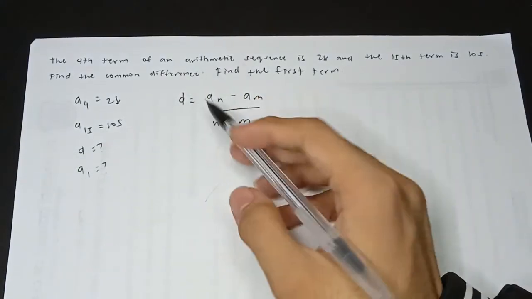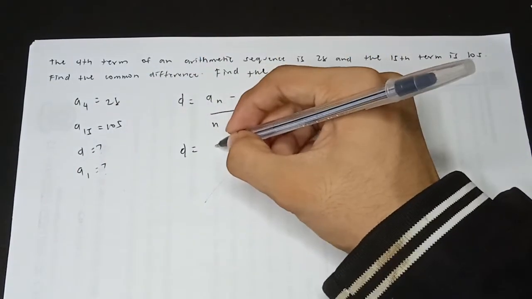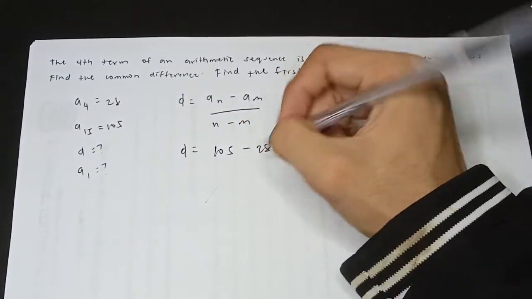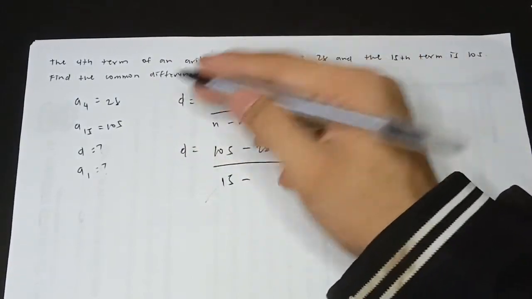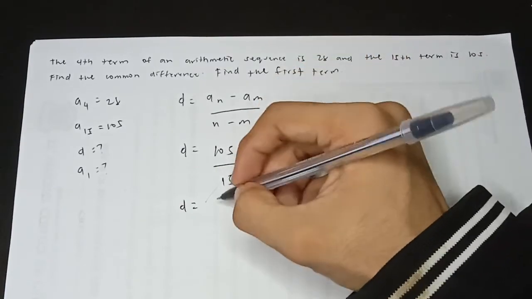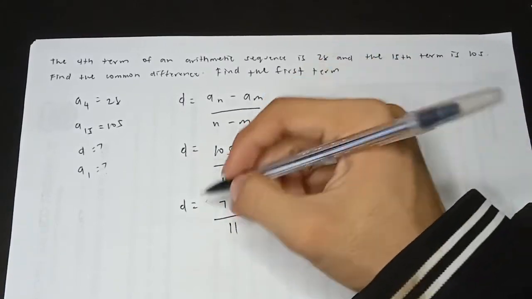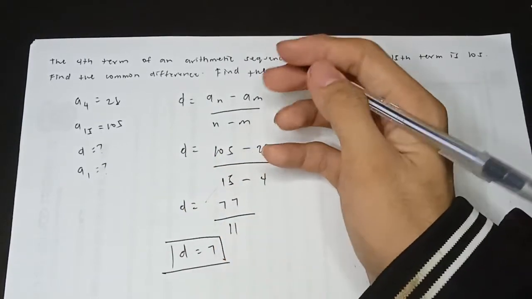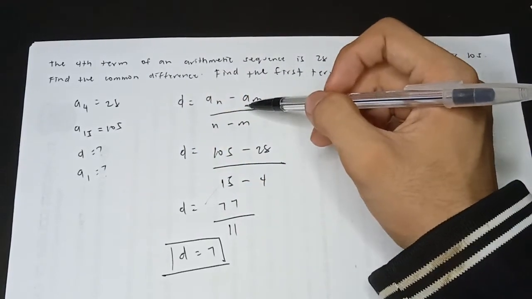Okay, so kung substitute natin sila dito, d is equal to a sub n natin, so mas mataas si 15, 105 minus a sub m natin, that is 28, all over n natin is 15, minus m natin is 4. So, d is equal to 105 minus 28, that is 77, divided by 15 minus 4, that is 11. So, 77 divided by 11, so ang common difference natin is 7. Okay, so kapag ang given natin is dalawang magkalayong term, pwede natin gamitin tong formula na to.